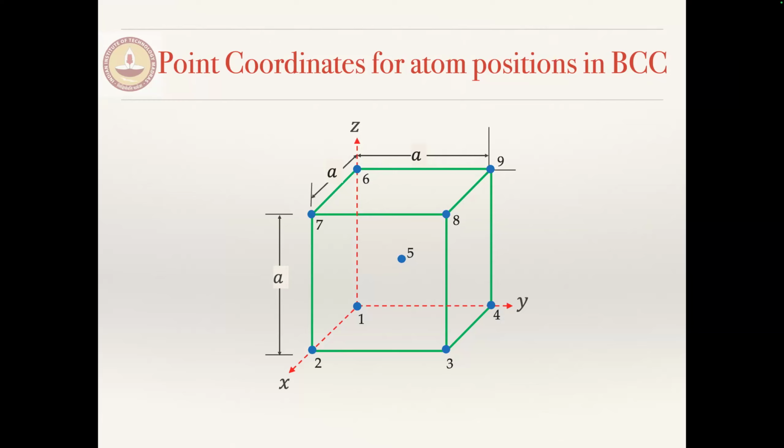It's basically 0, 1, 0. Then 0, 0, 1. Point 7 will be 1, 0, 1. Point 8 is 1, 1, 1. Point 9 will be 0, 1, 1. Very good. Okay.